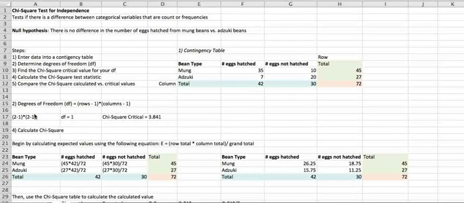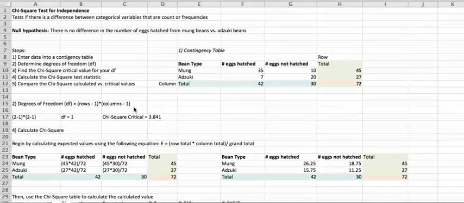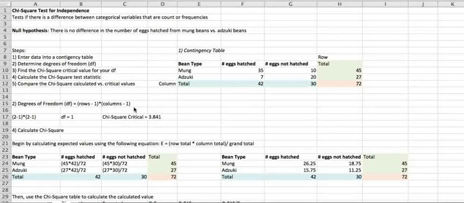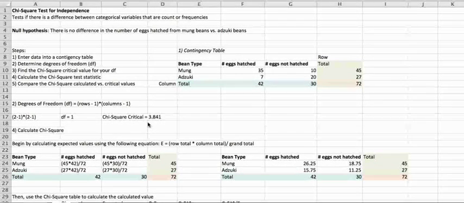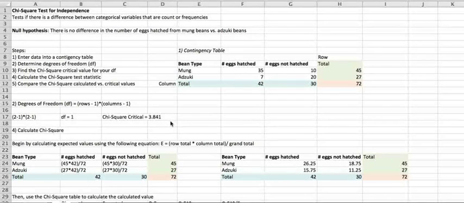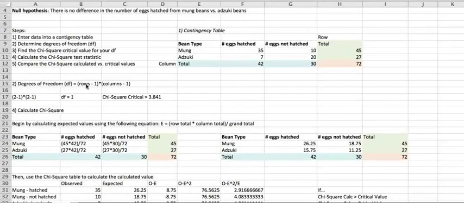To determine the degrees of freedom, then, we will take the number of rows minus 1 times the number of columns minus 1. And in this case, we have 2 rows for the mung and the adzuki, and we have 2 columns, the number of eggs hatched and those not hatched. So our math is pretty easy here. We've got 1 times 1, and that becomes 1. And so our chi-squared critical value is a number that we're pretty familiar with already, and that's a value of 3.841.